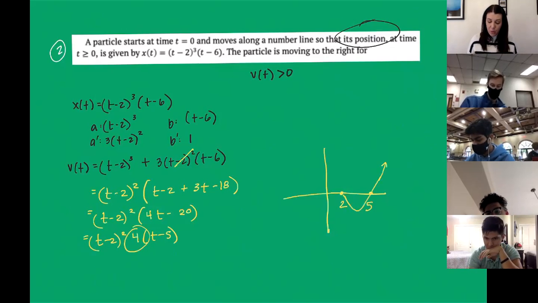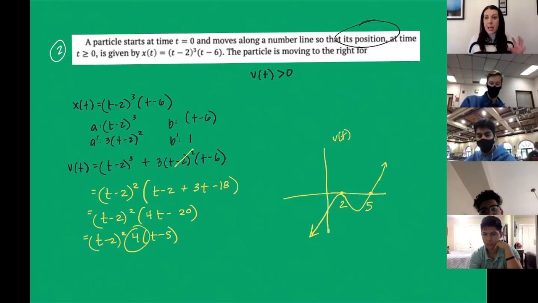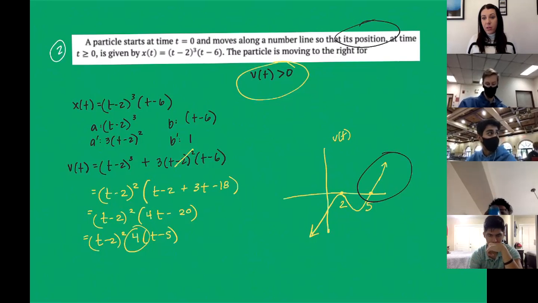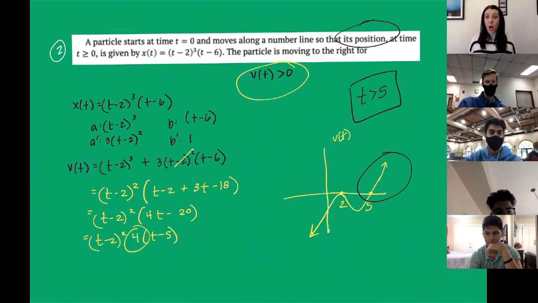And then when I get to 2, my multiplicity is even. I've got 2 zeros at that point. It's going to bounce off. This is my velocity graph. It doesn't have to be perfect. What we're trying to figure out is, where's this graph positive? That's all I'm looking for. That graph is positive when t is greater than 5 for that portion. And that would have been the answer here. When t is greater than 5, that's when our particle is moving to the right.